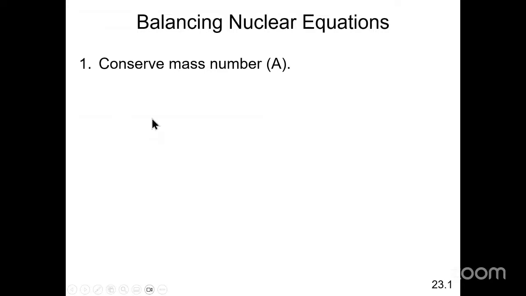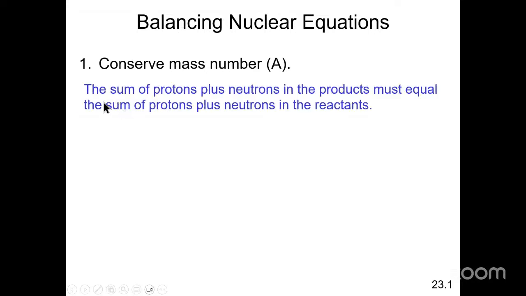So what you'll find is that, to a certain extent, balancing a nuclear equation is actually easier compared to balancing a chemical equation. Basically, you have to observe two rules. One of them is that you have to conserve the mass number. In other words, the number of protons and neutrons in the products of a nuclear reaction must be equal to the sum of the number of protons and neutrons in the reactants, right?